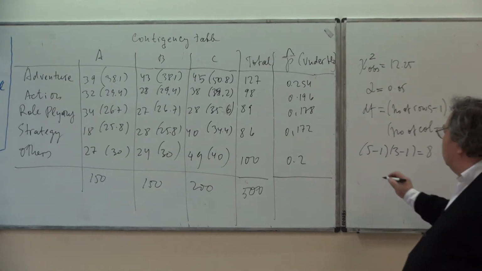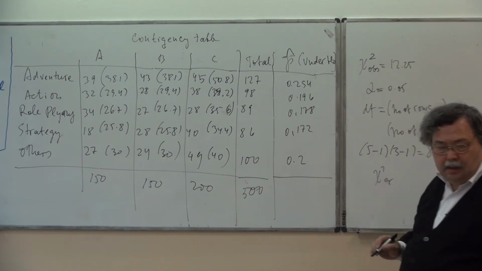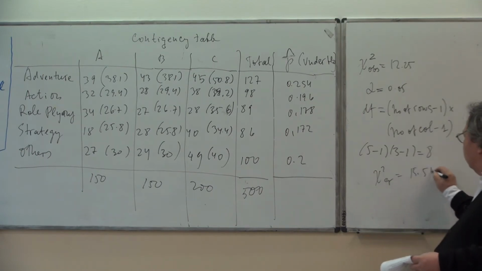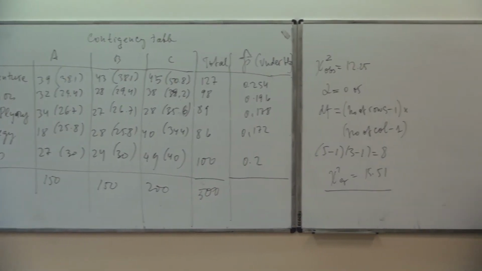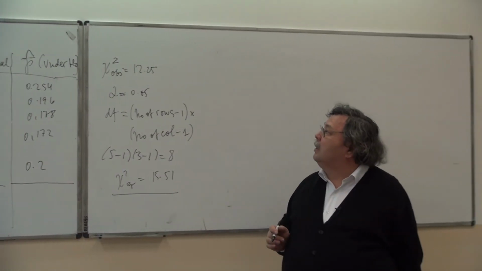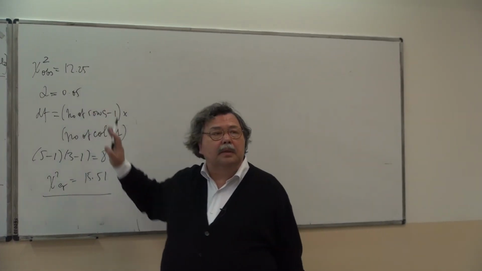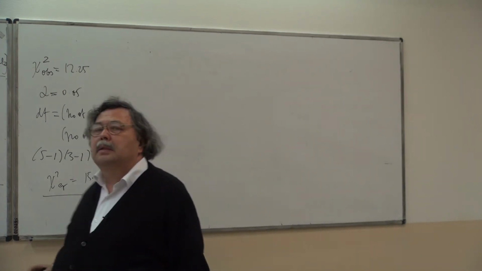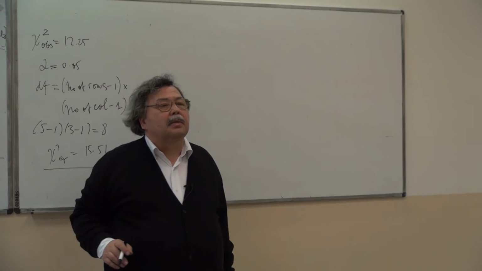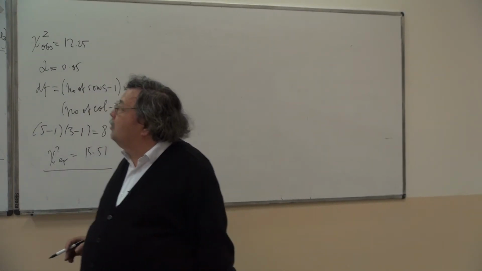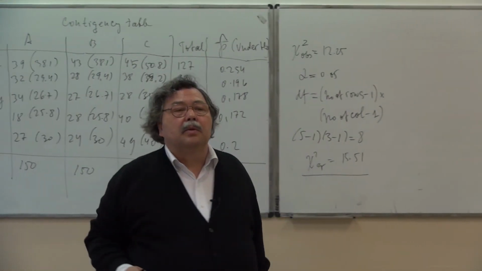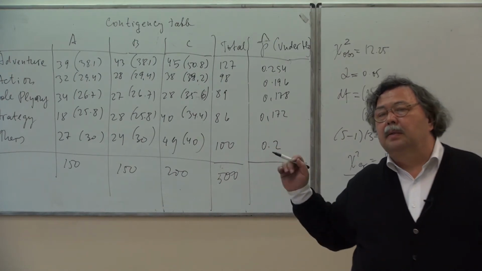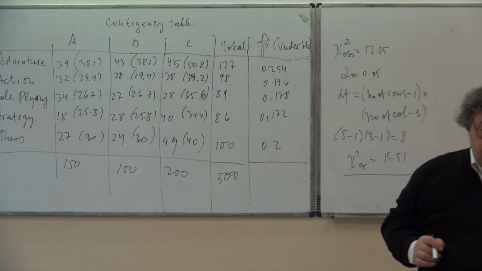And using a good table, chi-squared critical is 15.51. Okay. Well, what conclusion do we make? If we compare these two, we see that the observed value is less than the critical value, which means that on this test we didn't find statistical evidence to reject the null hypothesis. And the null hypothesis was, again, that the users' preferences with respect to the type of video game are the same in these three regions. They seem to be the same, okay?